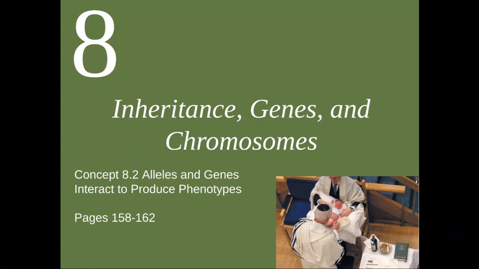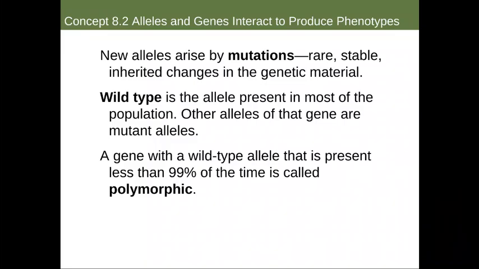Today we will be covering concept 8.2, alleles and genes interact to produce phenotypes, from Principles of Life, second edition for the AP course, Hillis et al., textbook pages 158 through 162.